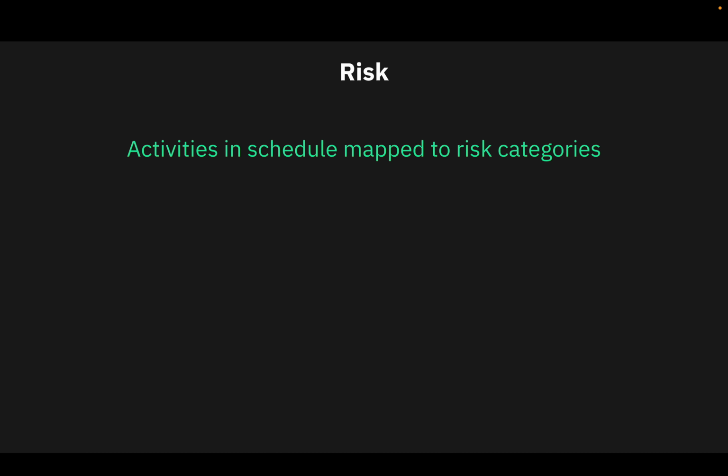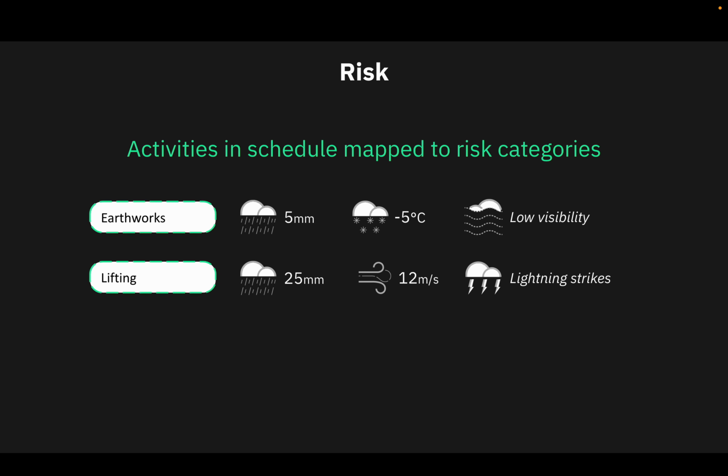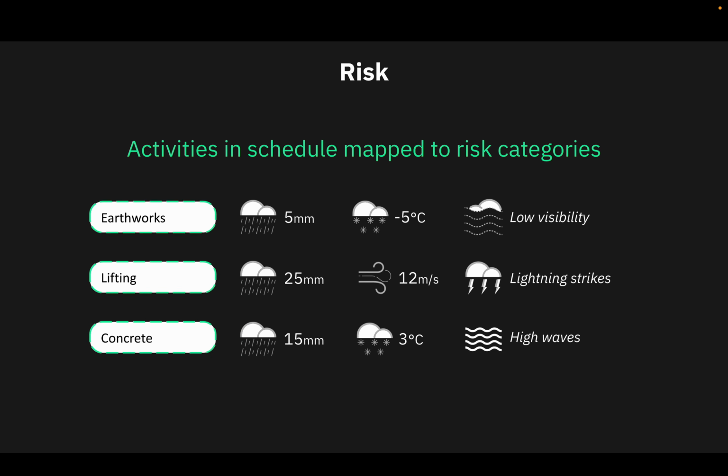What you're then going to do is map the activities in your schedule to what we call risk categories. So this would be, for example, earthworks, which would be a category. It might be impacted by rainfall and temperature, and of course other things potentially. But then you're going to have other categories. So lifting may well be also affected by rainfall, but at a different threshold, and it also might be impacted by wind and other things, and you will do this for your whole plan.